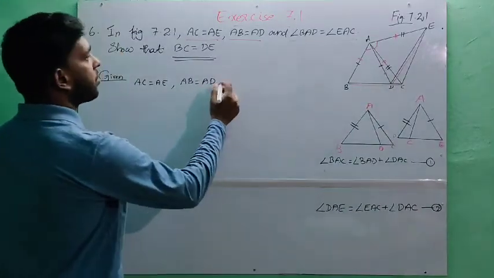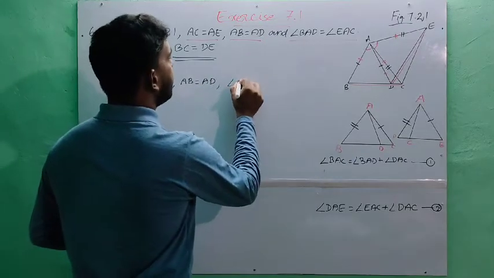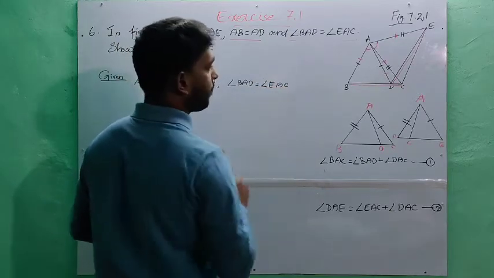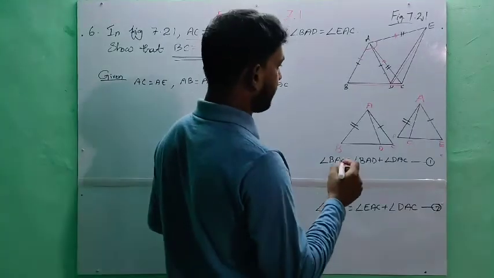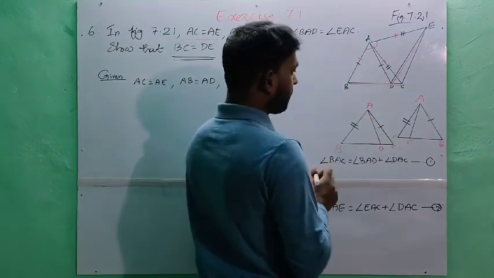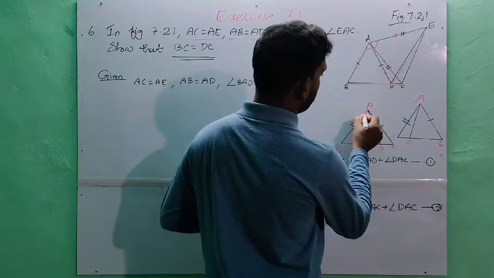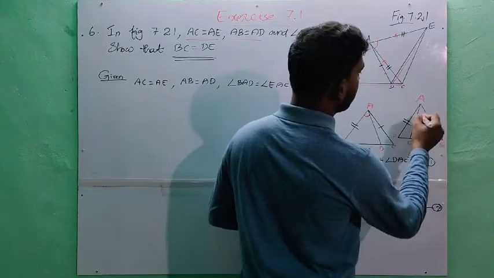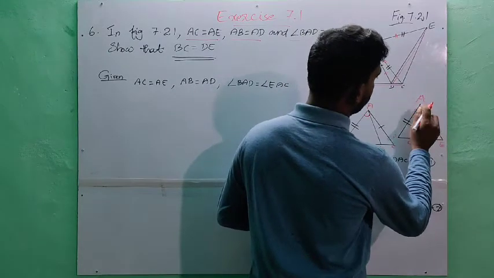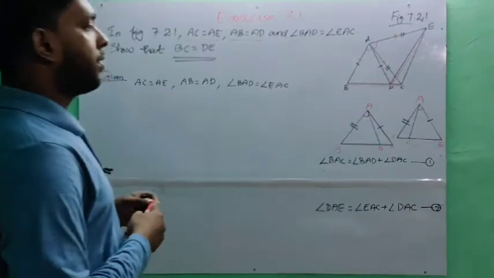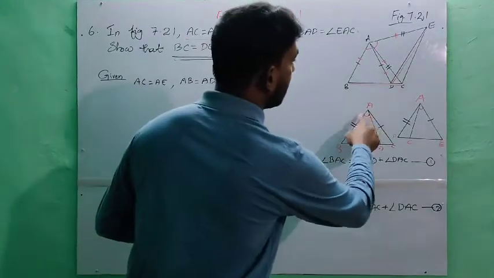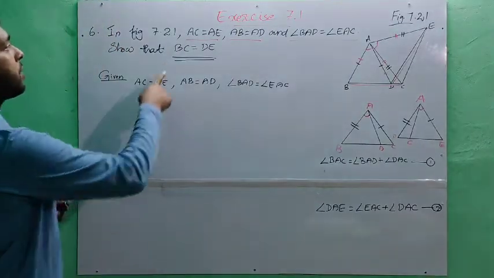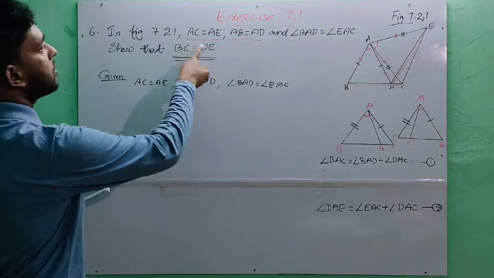Again, what's given in the question is that angle BAD is equal to angle EAC. Angle BAD, looking at the question, we can trace it there. Angle BAD is equal to angle EAC, that is this portion. So these two angles are equal, but not the complete angle. You must observe that clearly. Now what we have to prove is that BC is equal to DE.